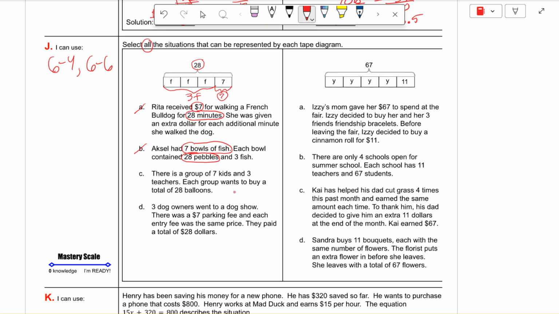C, there is a group of 7 kids and 3 teachers. Each group wants to buy a total of 28 balloons. So you can see that we have 7 kids and we have 28 balloons. Those are not the same.